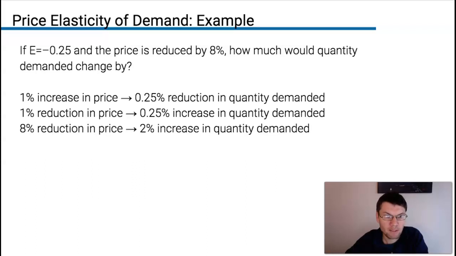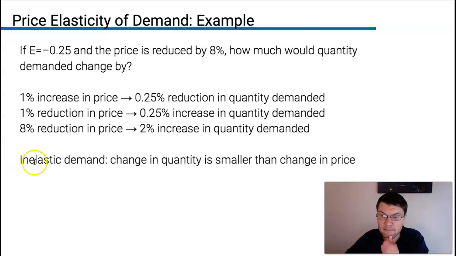So to sum things up, if you know the price change, if you multiply the price change by the corresponding elasticity, you will know the amount by which quantity demanded changed. And the only thing to remember here is that if the price is reduced, this price change is going to be negative. So it's going to be negative 8%, the reduction in price. And so the corresponding quantity change is going to be positive. Whereas if the price change is positive, the quantity change will be negative because prices and quantities always go in opposite directions.